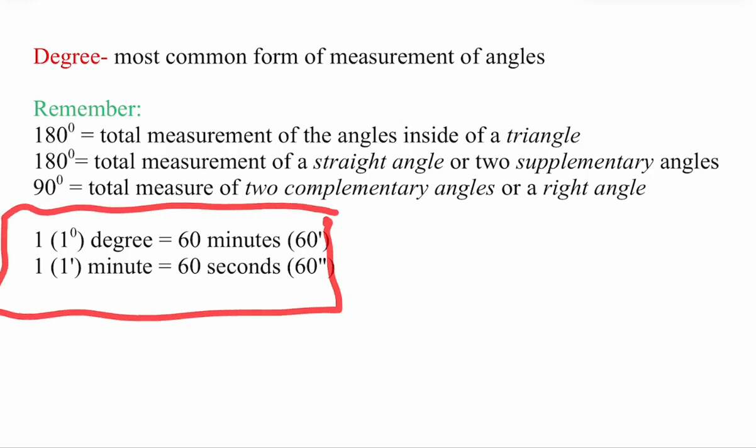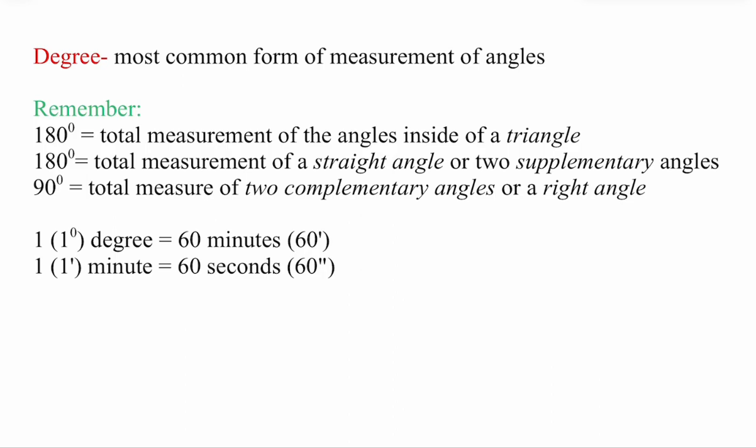A degree has 60 minutes in it. Now, that is not a time minute. That is an angular minute, okay? Now, you might see on a GPS something that looks like this. So I'm just going to give you an example. Let's say that we are at 5 degrees, 6 minutes, and 17 seconds.